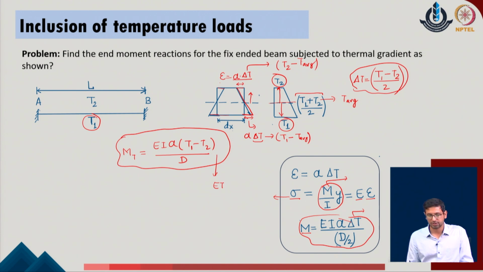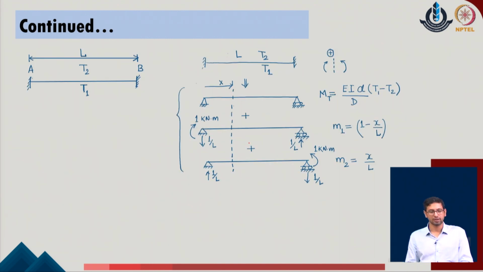In many reference texts, this expression is also written as EI alpha delta t upon d, which refers to the same condition, but one must understand that the delta t reference corresponds to the ends of the given problem, T1 minus T2, whereas in the actual derivation we consider it with respect to the average temperature at the middle of the given system. So, for any given system subjected to the temperature field, the moment distribution is described by the simple value of Mt, given by this formula.